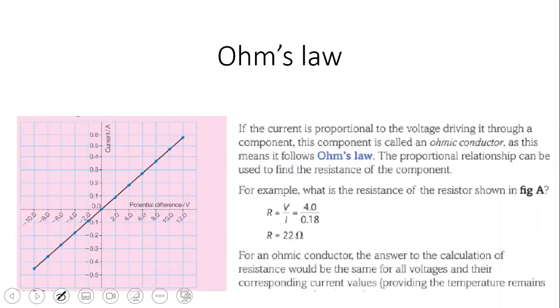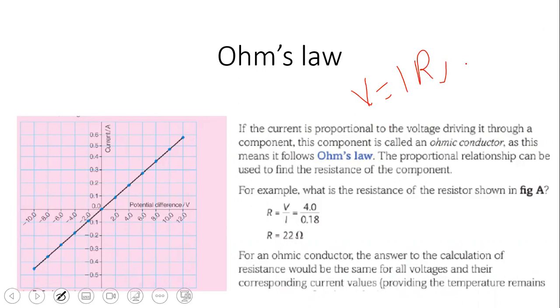Ohm's law is something I'm sure you already have an idea of. Ohm's law basically states that current and potential difference are directly proportional to each other, provided that resistance and temperature remain the same. So if temperature and resistance remain the same, the current and potential difference should be directly proportional to each other. And how can you tell? By looking at the graph, you can observe a straight line going through the origin, meaning that it's a directly proportional relationship. When we talk about the formula, we know the formula is V equals IR.